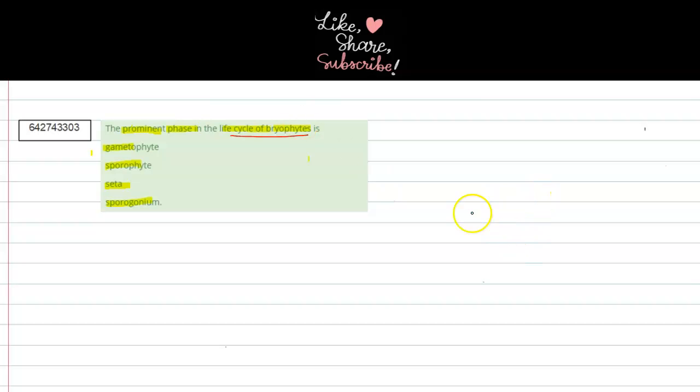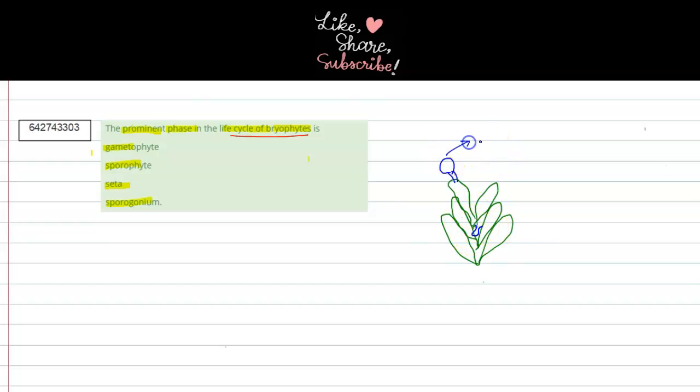Now children, as we all know, the main plant body of bryophyte is leafy in nature. So let's say this is the main plant body of bryophyte. On one of the branches, you will find the male sex organ growing. And on another branch, on the same plant, you will find a flask-shaped structure, which is the female sex organ of the plant.